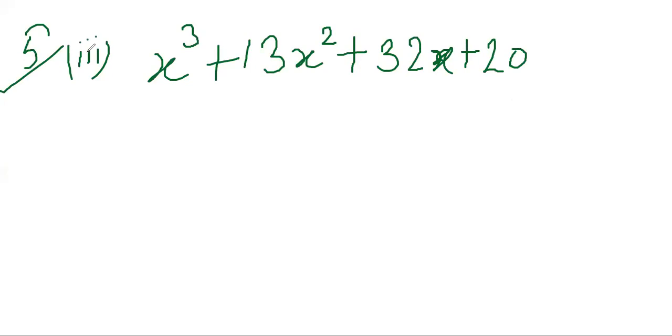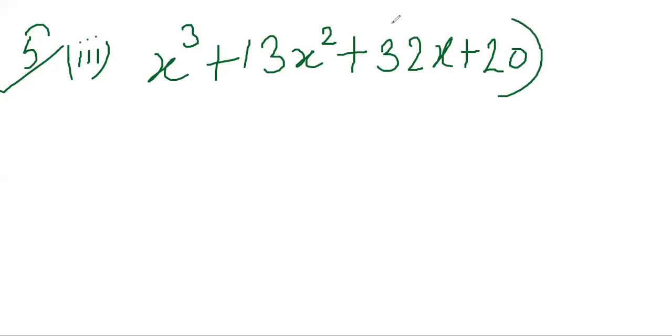So how to do it with the factor theorem? Firstly, we will find the zero of the polynomial. That means we will put in a value and find the value of x for which this polynomial is zero. ऐसी वैल्यू फाइंड आउट करेंगे जिसके लिए पॉलिनोमियल जीरो होता हो, right?